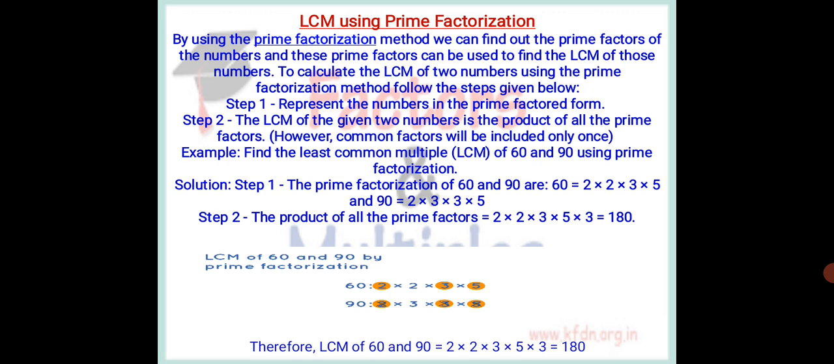Now, I will find out the prime factorization of 90. 2 into 3 into 3 into 5. We are getting 90 by multiplying all these prime numbers. Step 1 is over. So, prime factorization of 60 and 90 is here with you.